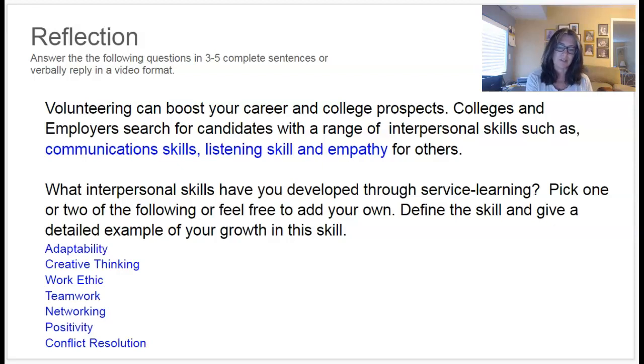And I have a list of some, but that's not all of them. Adaptability, creative thinking, work ethic, teamwork, networking, positivity, or conflict resolution. This should be about 3 to 5 sentences, like a nice little paragraph of you looking inside of yourself to see how you grew as a person while you did your volunteer work.